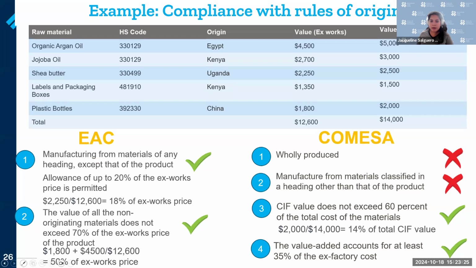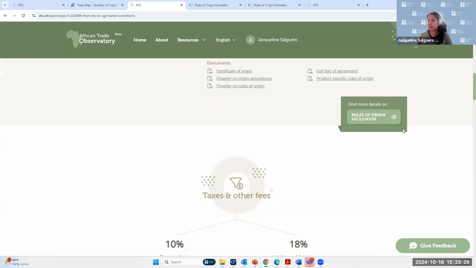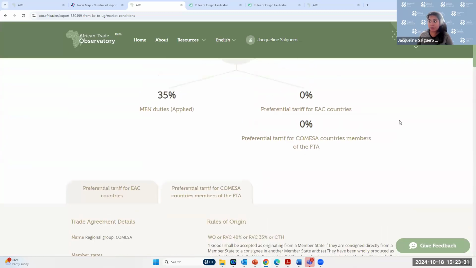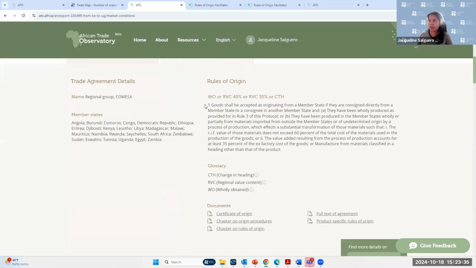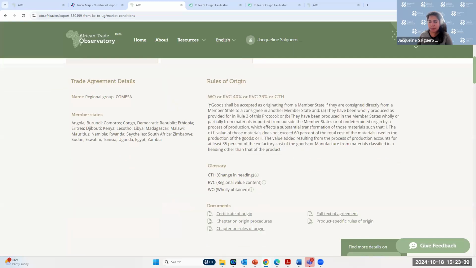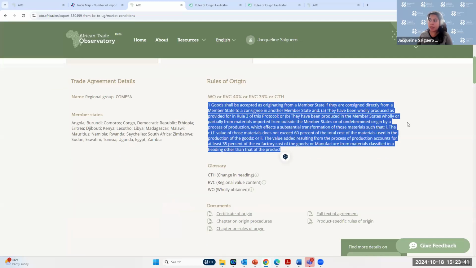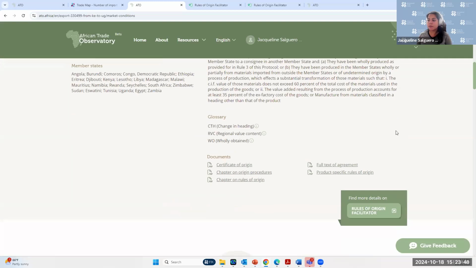So let me move forward here with the presentation. Here we have done tariffs and rules of origin, the rules, if you recall. All of that I have put in that table that I presented to you in the PowerPoint, and we will also be sharing it. So if you have any questions, please feel free to write to me afterwards.